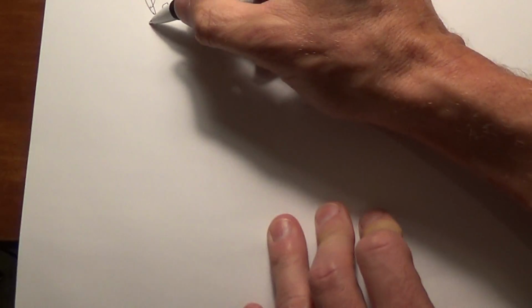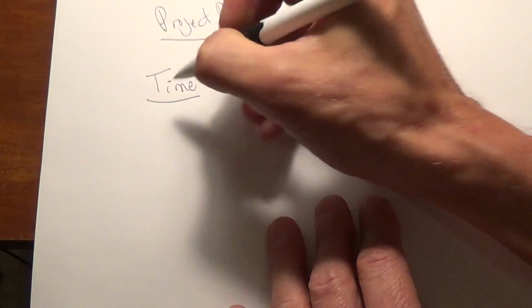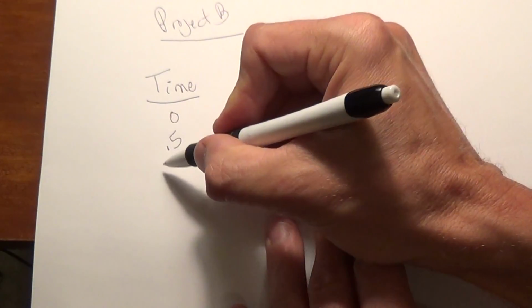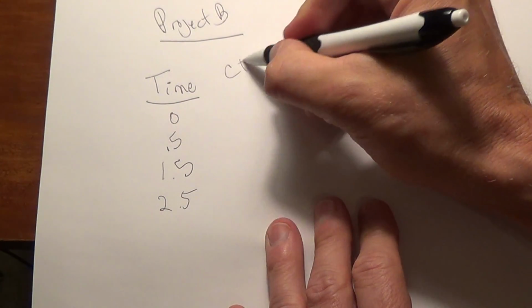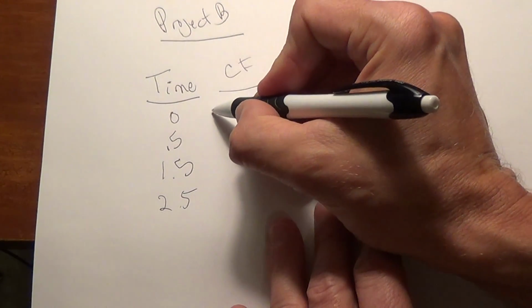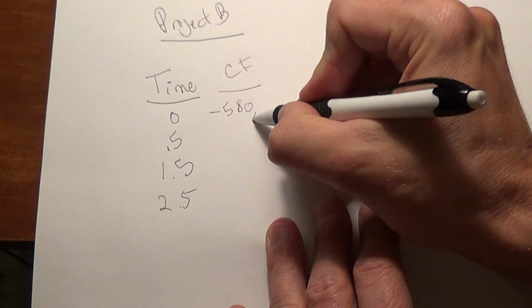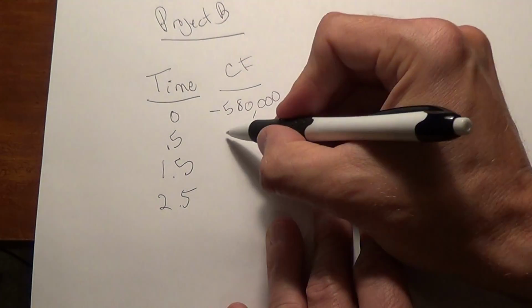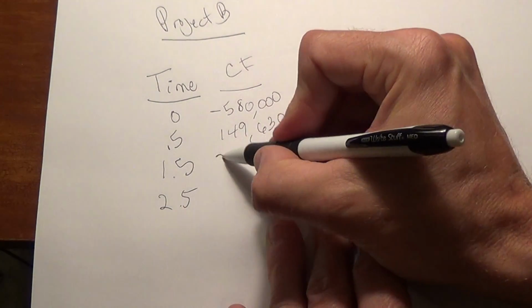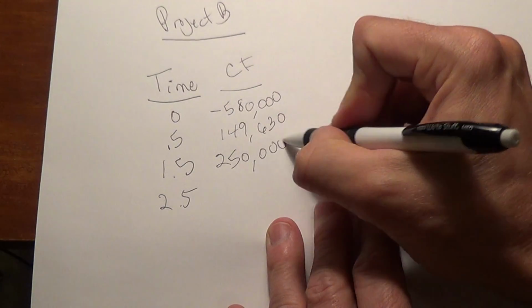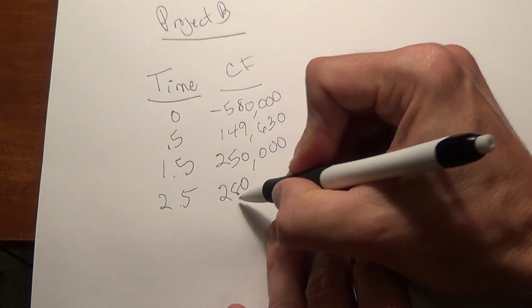So when we write this out for Project B, we start off again with time. Our time is going to be 0, 0.5, 1.5, and 2.5. Our cash flows are minus 580,000, a positive 149,630, a positive 250,000, and a positive 280,000.